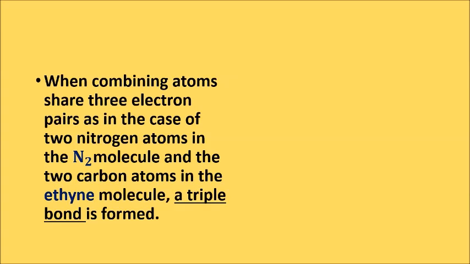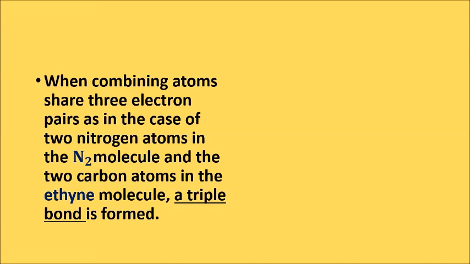The third type of bond is a triple bond. How is it formed? When the atoms share 3 pairs of electrons. In the case of the nitrogen molecule, when 2 nitrogen atoms combine, they get a triple bond. And one more example, which we are learning, is the ethyne molecule. Ethyne molecule is C2H2. In between the 2 carbon atoms, there is a triple bond. So we can explain the 3 different types of covalent bond: single bond, double bond and triple bond.